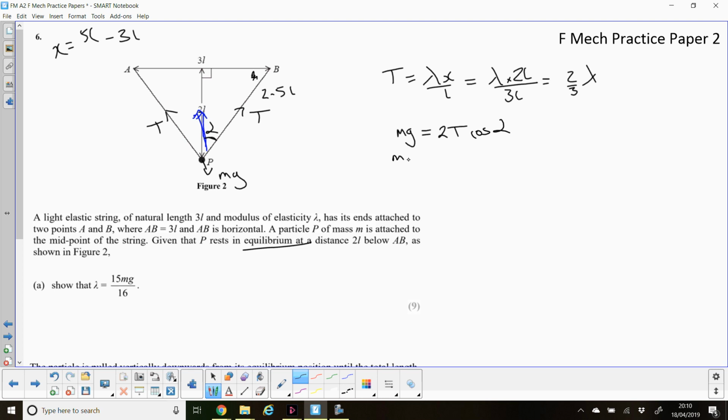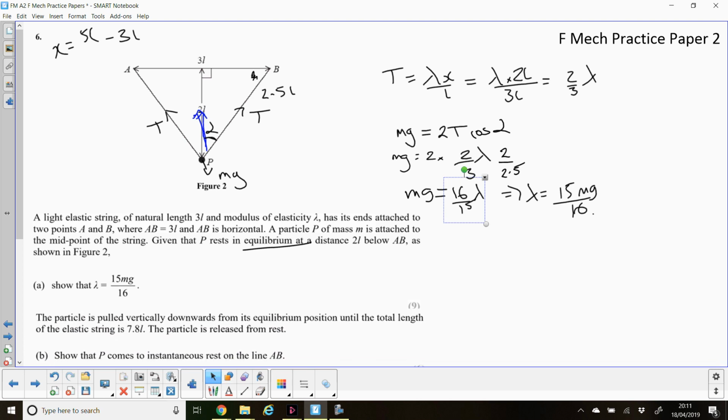Right, so mg is 2 times tension times cos alpha, and cos alpha is going to be 2 over 2.5. If we work all that out, we get that mg is 16 over 15 times lambda. Therefore, lambda is 15mg over 16, which is what they wanted you to find.